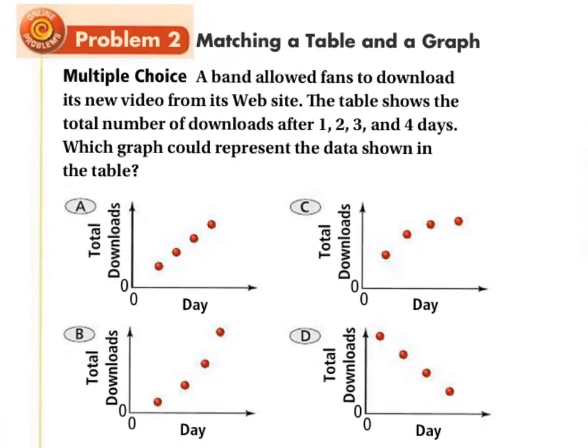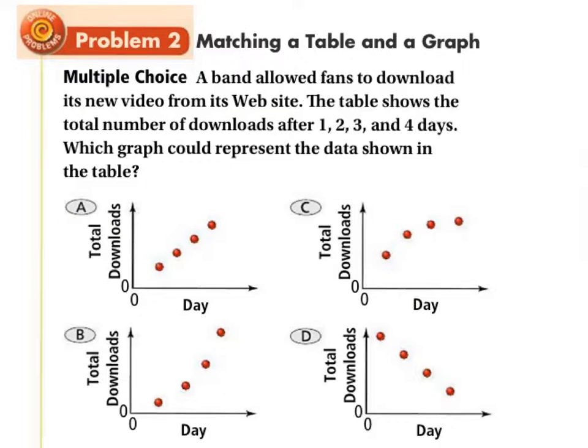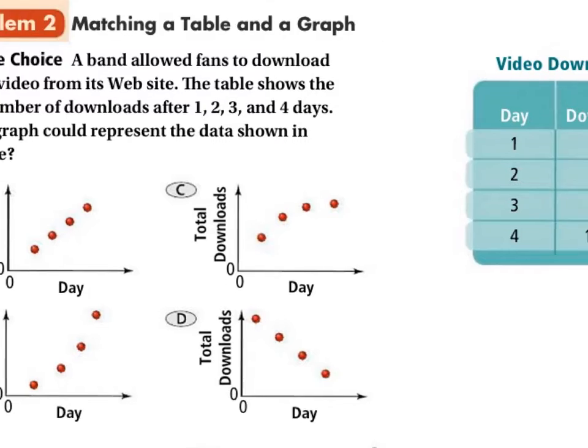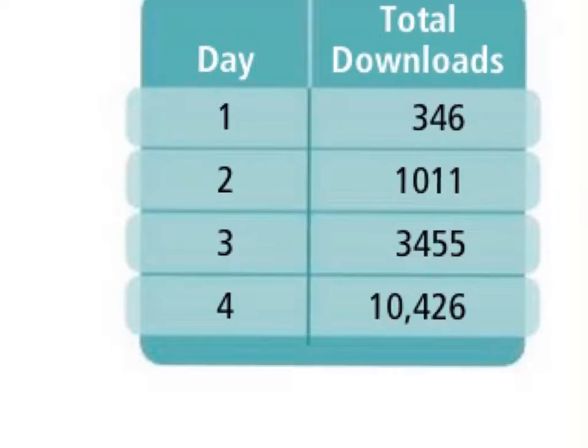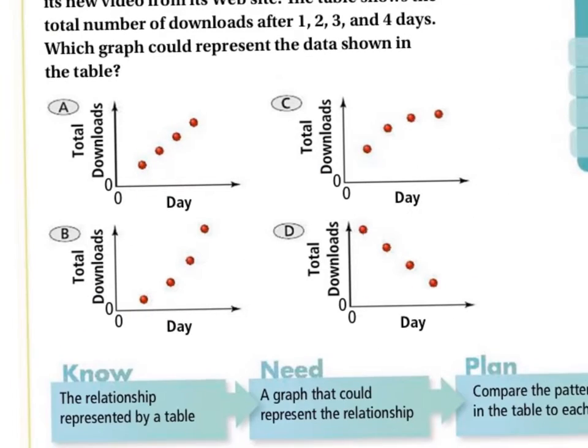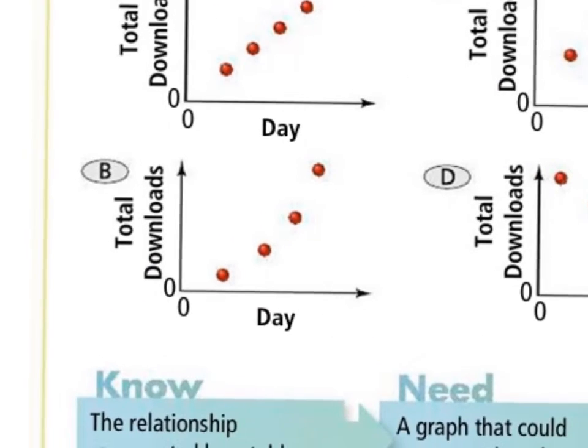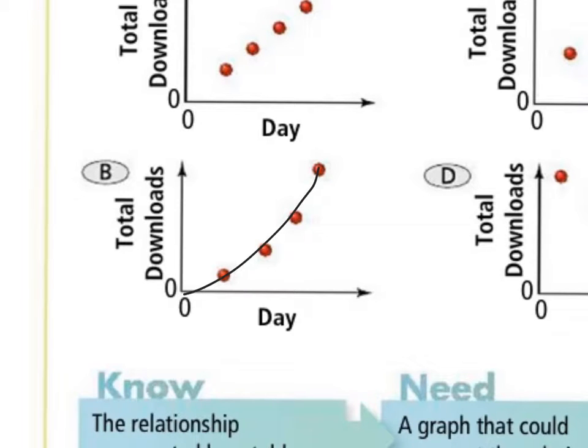So problem 2, a band allowed fans to download its new video from its website. Table shows the number of downloads after 1, 2, 3, and 4 days. Which graph could represent the data shown in the table? So kind of what we're doing is looking at, as the days go up, kind of look what's happening here with the total downloads. So that's going to best match with graph B, because it's just really increasing more and more as we go along. So the graph that keeps increasing the downloads more and more would be this one, graph B.